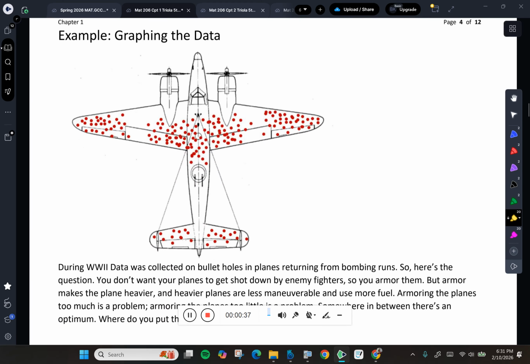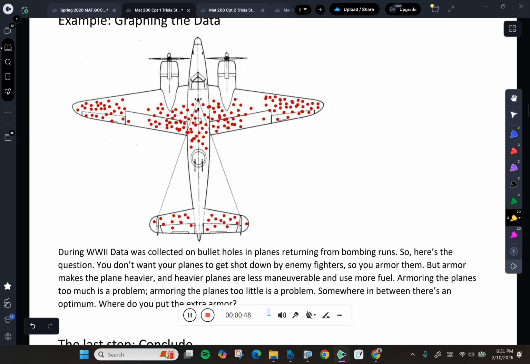And so what we got here is we've got this data set that was collected during World War II. So in World War II, they were collecting data on the bullet holes in planes returning from bombing runs. The thing they were looking at was that they wanted to increase the number of planes that would return from bombing runs because they didn't want the planes getting shot down, which makes sense. You don't want your planes to get shot down.